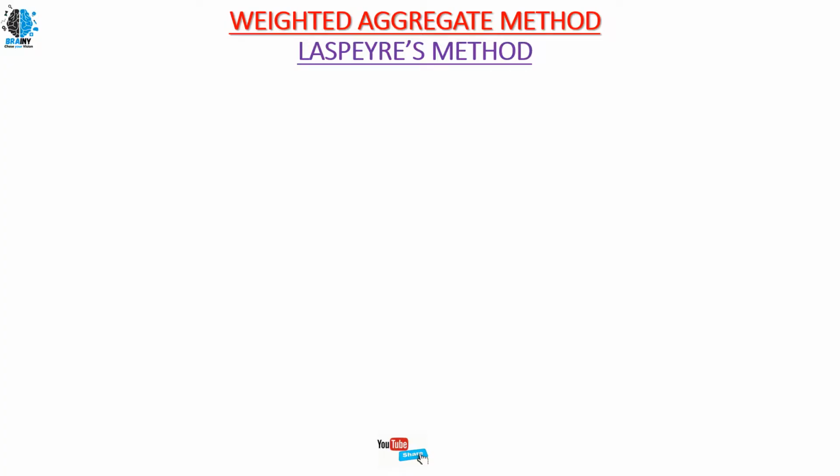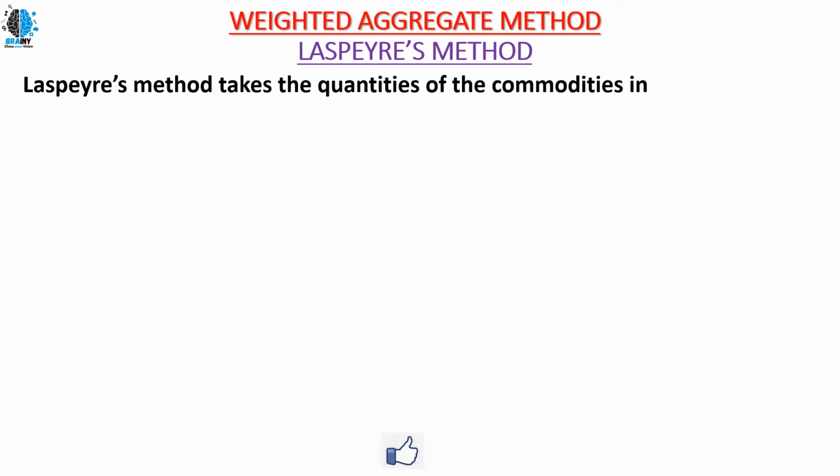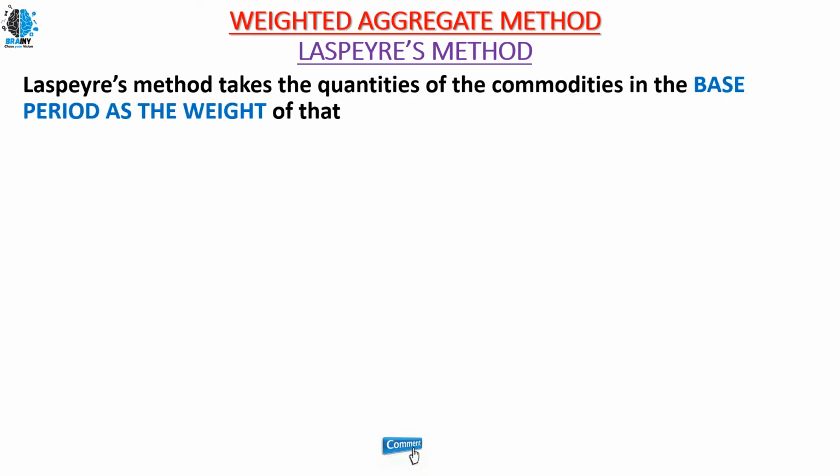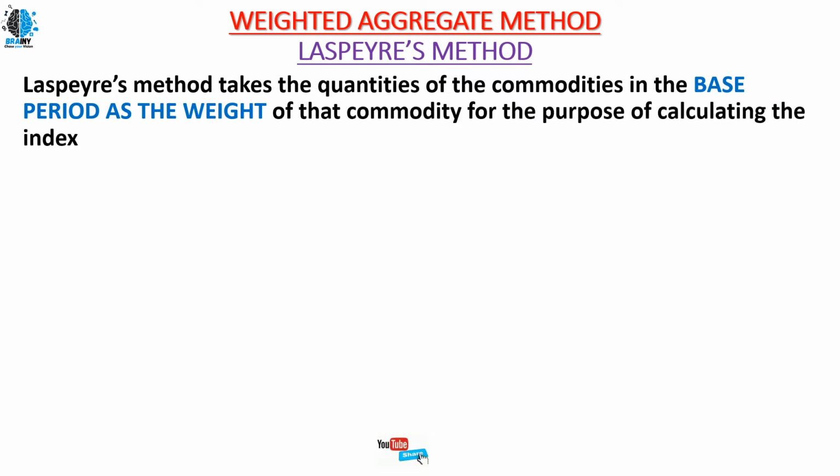The first method under the weighted aggregate method is the Laspeyres method. Here the author has given the weight to the base year. The Laspeyres method takes the quantity of the commodities in the base year period as the weight of the commodity for the purpose of calculating the index number.